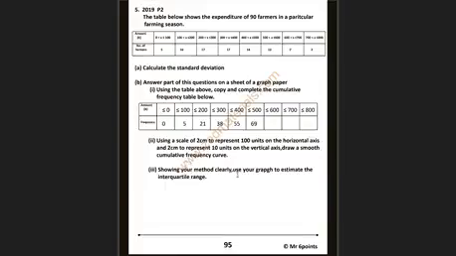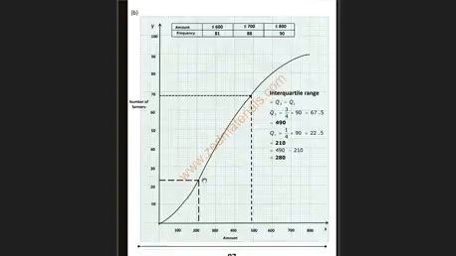Showing your method clearly, use your graph to estimate the interquartile range. Use the word quarter in order to understand this. What does a quarter mean? No idea. 1 over 4. Good. So a quarter means 1 over 4.